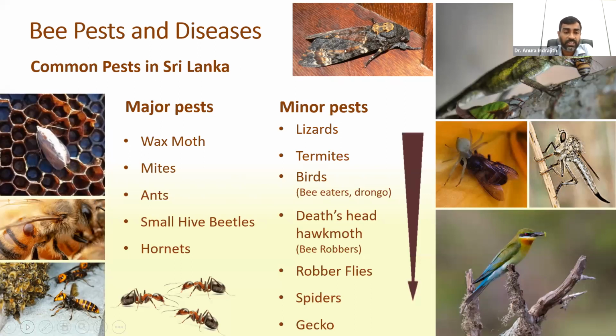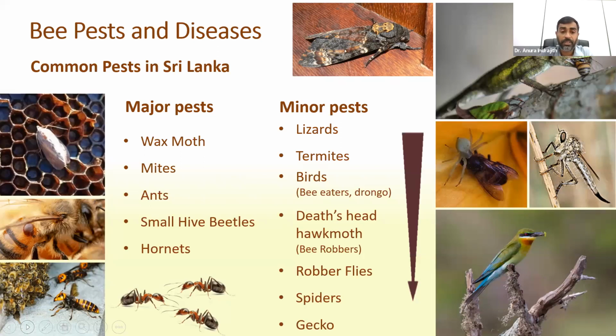As you can see in this first slide, we can categorize the pests as major pests and minor pests. Major pests are the ones that you can see commonly and which cause very severe problems in honeybee colonies. For example, wax moth, mites, ants, and small hive beetles, which may not be present that much in Sri Lanka anyway. It is a worldwide pest. And then hornets, or the Dilmah wasp.